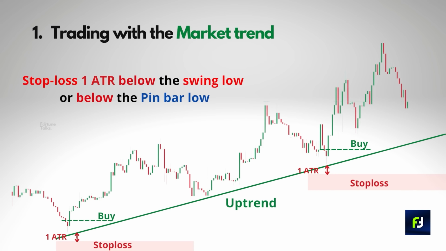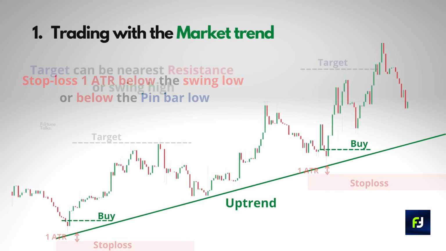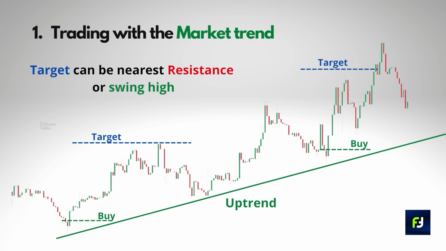In case of stop loss, we can place the stop loss 1 ATR below the swing lows or the trend line or the moving average as a buffer, or you can even place the stop loss below the lows of the pin bar candlestick in case you want a tighter stop loss. Now the target can be set as the next swing high or the nearest resistance level, or you can ultimately ride the trend and exit when the price breaks out of the uptrend structure.